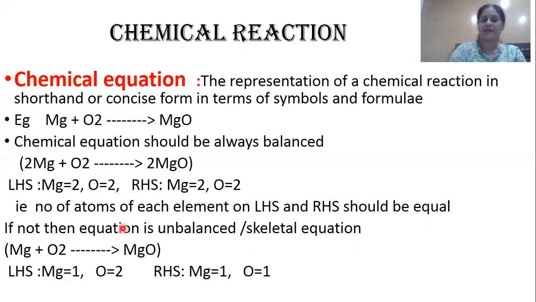But if the number of atoms of each element on left and right are not equal, then the equation is said to be an unbalanced chemical equation or a skeletal equation. Here, if you see this one, magnesium on the left-hand side is 1, and on the right-hand side also it's 1. Fine, it is equal, but oxygen here is 2, and on the right-hand side it's 1. So this is not a balanced chemical equation. It is said to be an unbalanced chemical equation. Am I clear?